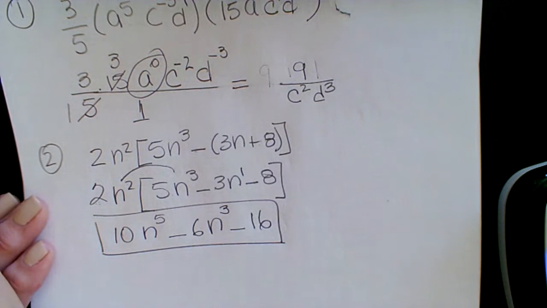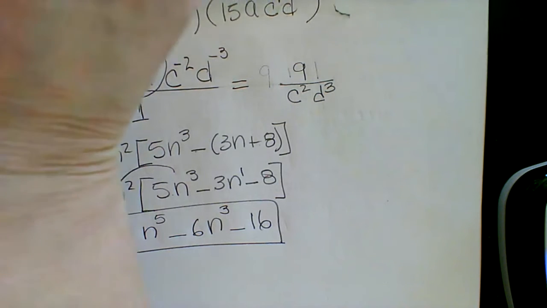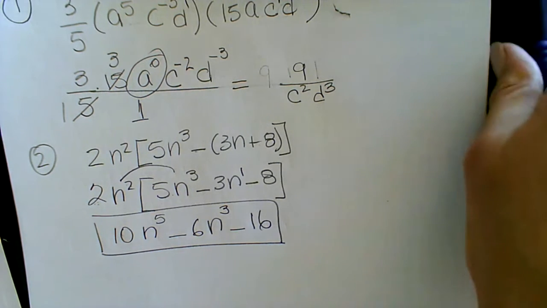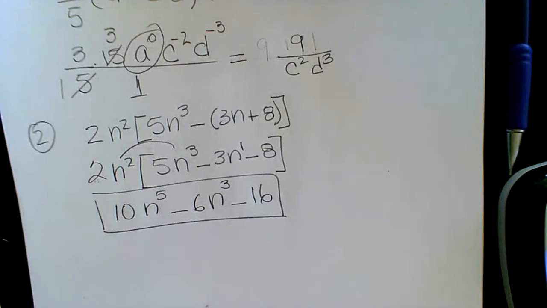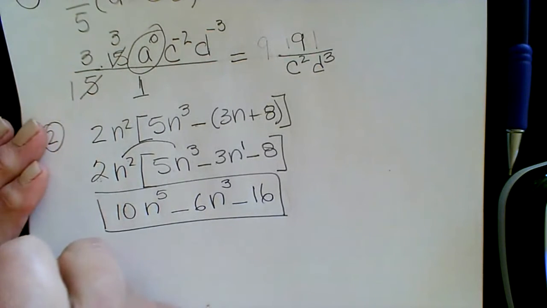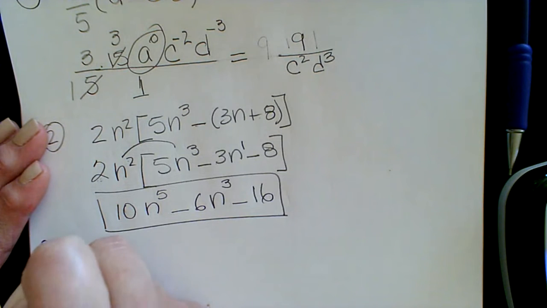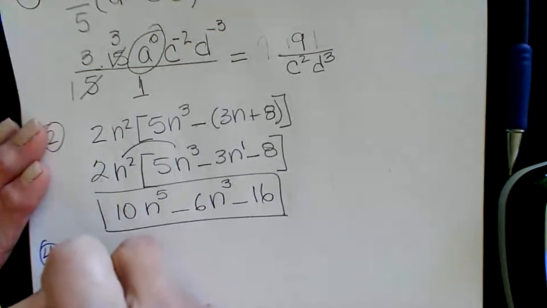Okay? And let's see, did we do this one? No. Oh, I still gotta go on. Hold on. Number 4, we're going to multiply. This is called multiplying other polynomials.